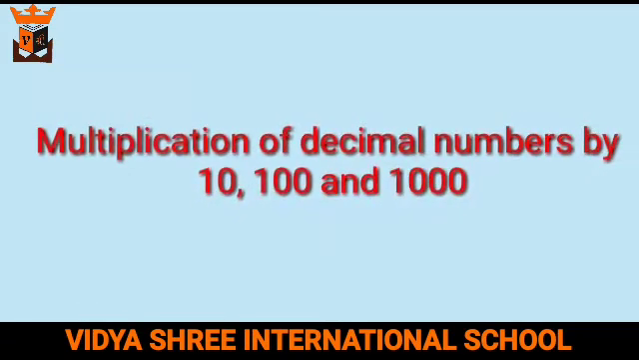Today in our class, we are going to learn how to do the multiplication and the division of a decimal number by 10, 100 and 1000, and how to divide a decimal number by a whole number. And we will do the statement sums on the decimals. So let us start. Multiplication of decimal numbers by 10, 100 and 1000.